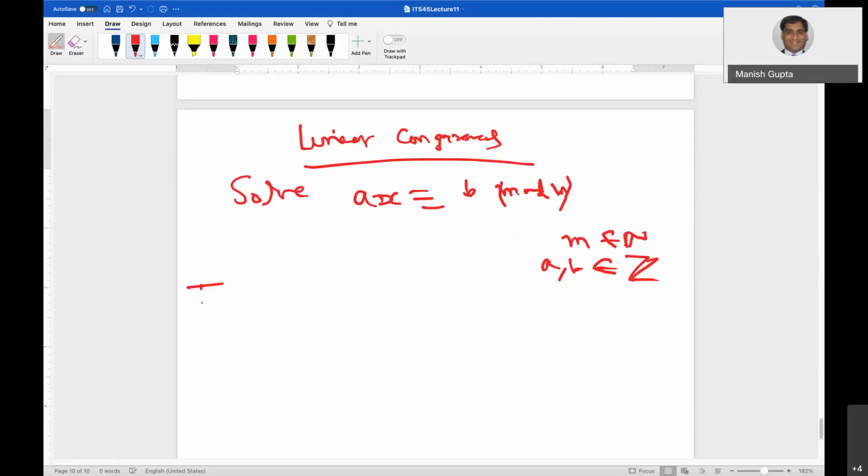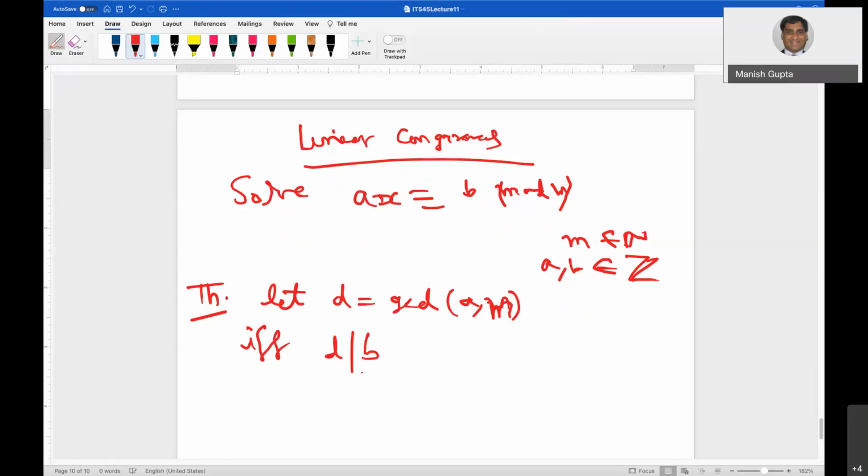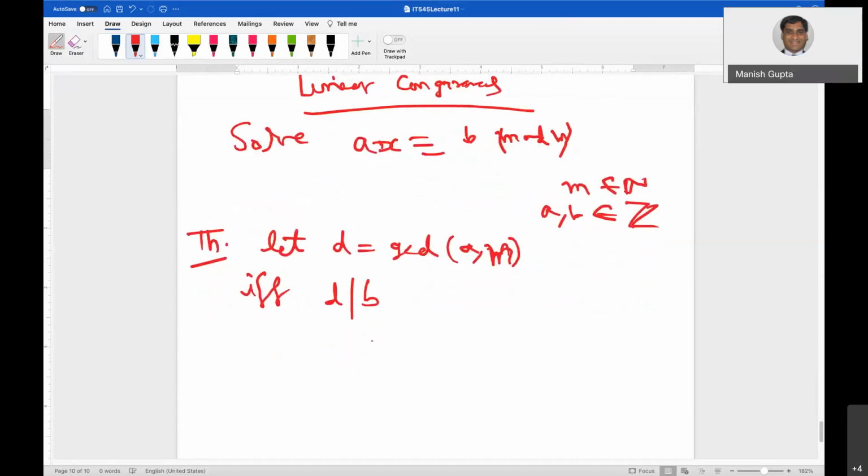The theorem is given. It's a very nice theorem. I'm not proving this because you may know it from your earlier discrete math course. Let D be the GCD of A and M. We can solve the equation if and only if D divides B. अगर इन दोनों का GCD B को divide करता है तो we can solve it.